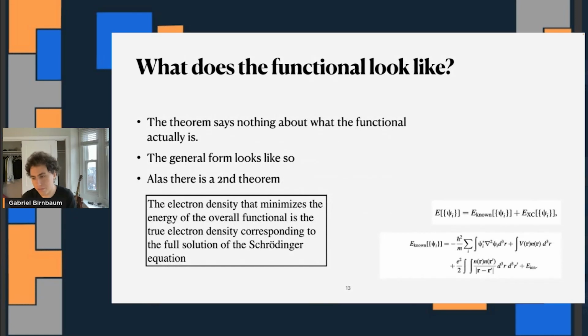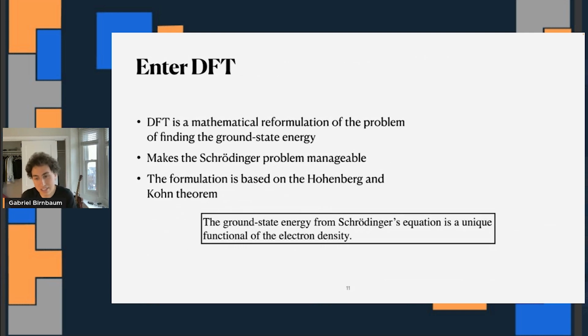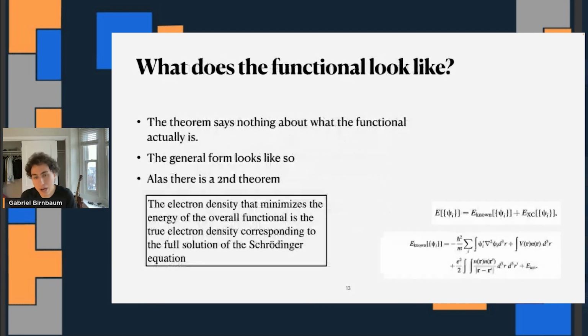But what does this functional look like? We talked about this functional, the F in DFT, density functional theory. But what does it look like? There's another problem, right? The theorem that we looked at that said it existed did not say anything about what the functional actually is or what it looks like. It only says it exists. And it has a general form, which you can see on the screen.